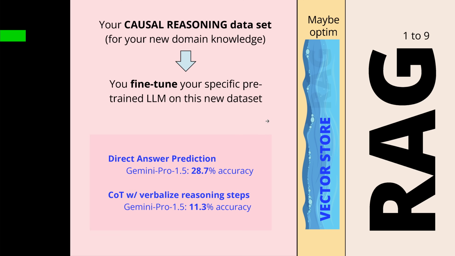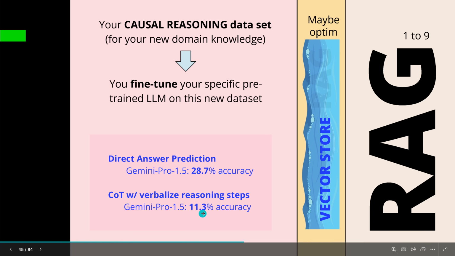Here we have the data for this. You remember in my last video, in part number 3, I showed you the benchmark data. And we had Gemini Pro 1.5, and for a direct answer prediction on a causal reasoning task, we had a 28.7 accuracy. And if you said, hey, chain of thought, and please verbalize your reasoning steps so I can check and follow each reasoning step the LLM tells me, and I validate that this is a correct reasoning step at this particular period of time, then you see the accuracy goes down to 11%.